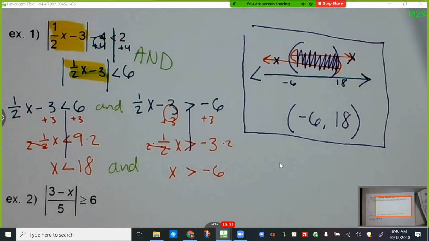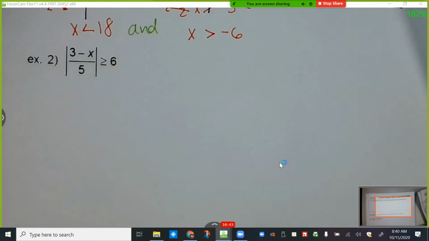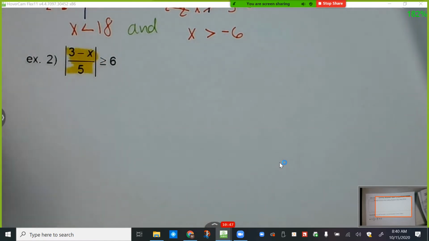Any questions on that one? Okay, so let's look at the next one. Is my absolute value alone? Yes. So what do I do? I'm going to separate first. I'm going to write my two different equations.